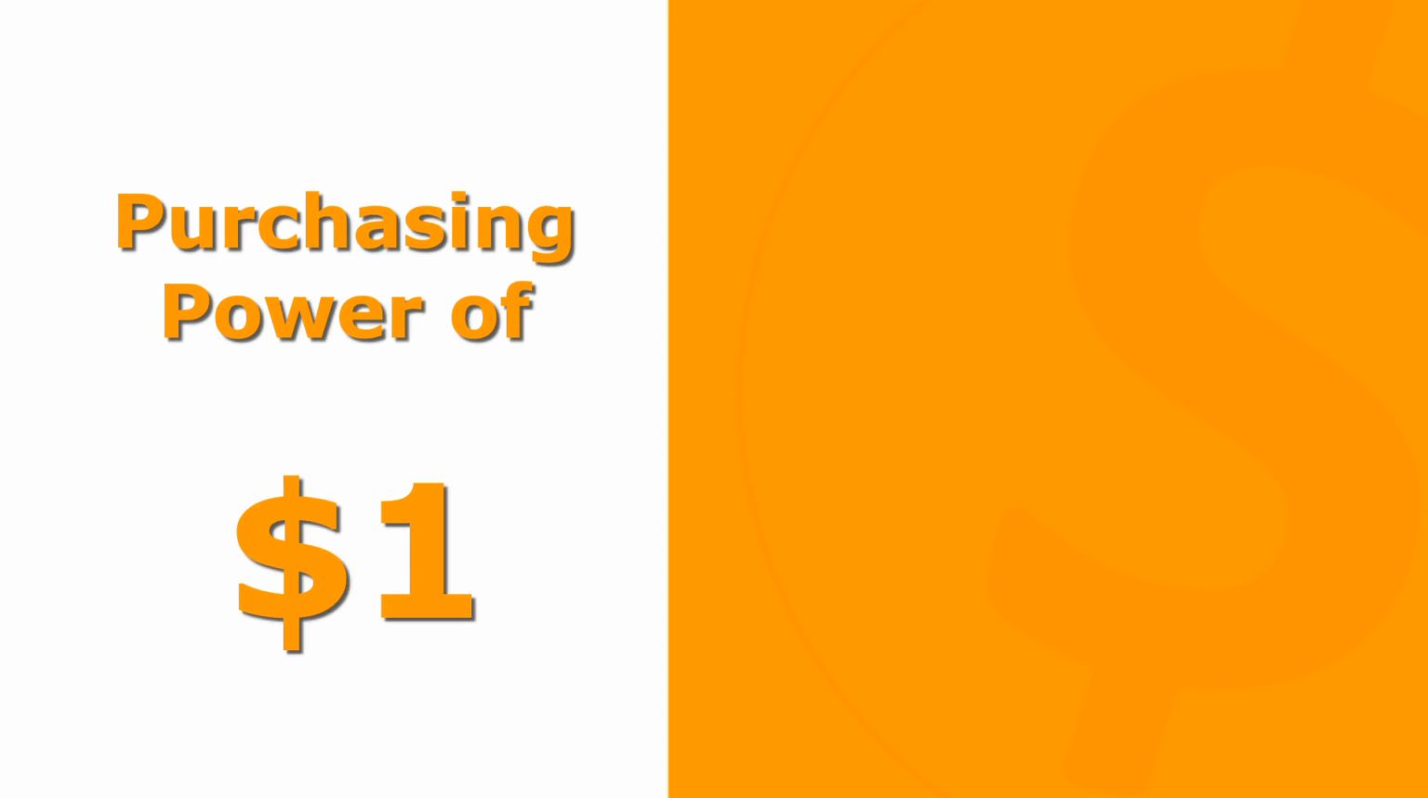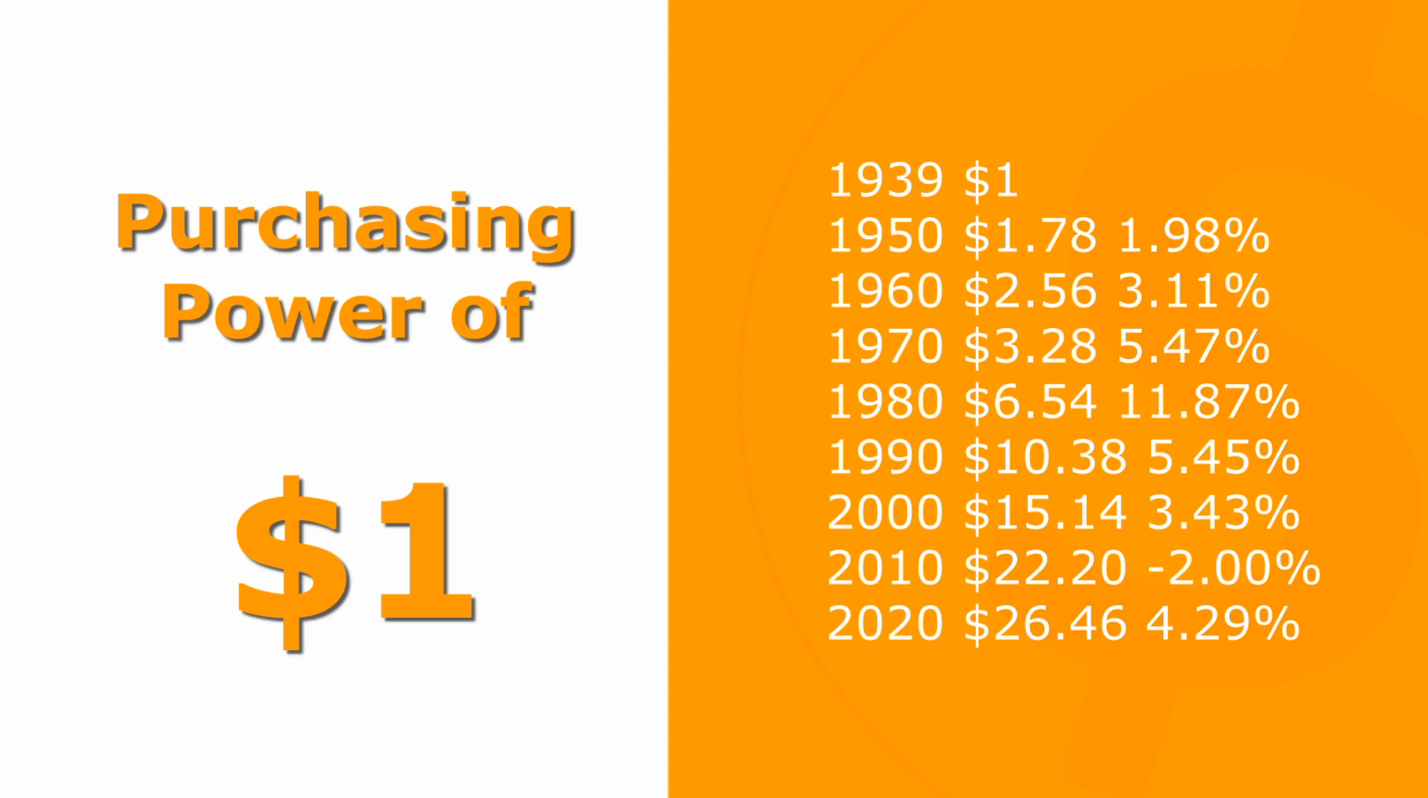Purchasing power is an interesting indicator. Using the example of $1, let's see from 1930 how many dollars we would have had to spend to maintain its purchasing power in subsequent years so that we could buy with it what we could buy in 1939. As you can see from the table, the value of a dollar was already $2.56 in 1960 and $6.54 in 1980, $15.40 in 2000, and a whopping $26.46 in 2020.